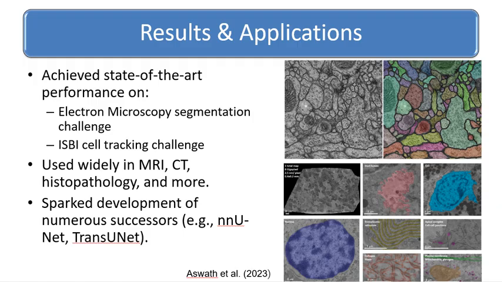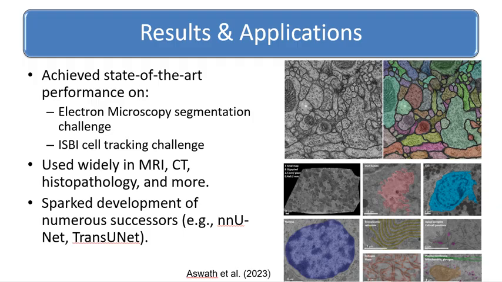As for results and applications, UNet achieved state-of-the-art results when retrospectively tested on benchmark datasets, including the ISBI 2012 Electron Microscopy Segmentation Challenge and the ISBI Cell Tracking Challenge. While we didn't participate in those challenges at the time, as the UNet model was created in 2015, it outperformed the originally submitted methods, demonstrating impressive generalization from very limited training data.